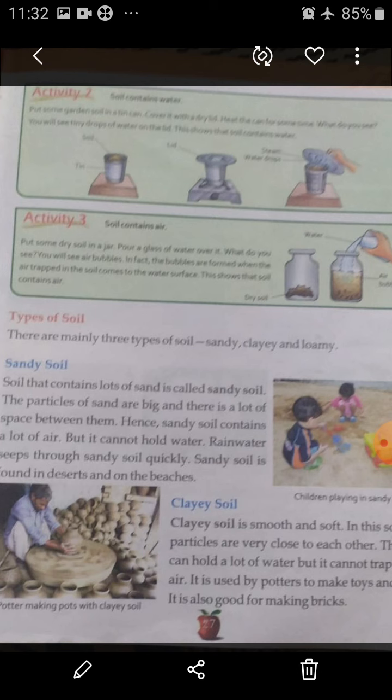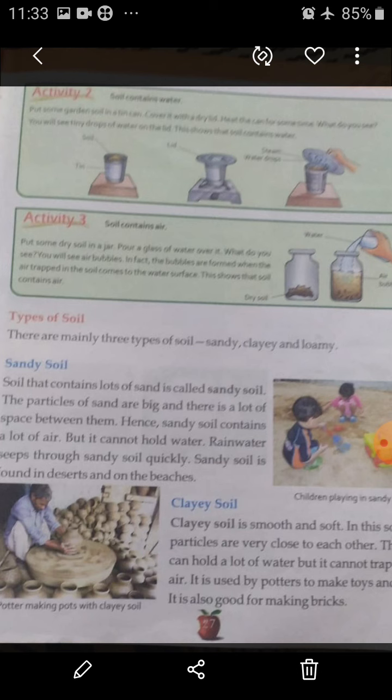Where do you think this water comes from? What can you do? Take a tin pot and keep some soil in it, heat the soil for some time and cover it with the lid. After some time, when you open that lid, you can see small drops of water on the under part of the lid. But where did we get those water drops? We get the water drops from the soil. This happens because when we heat the soil, the water present in it rises up.